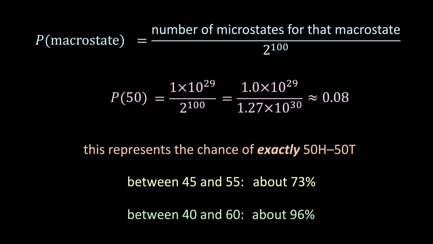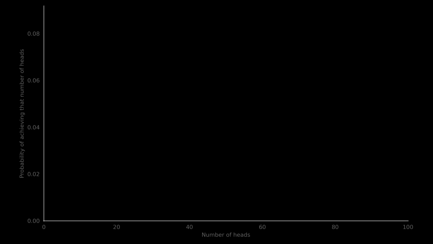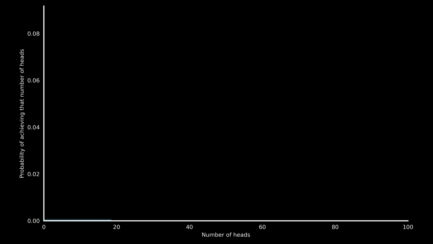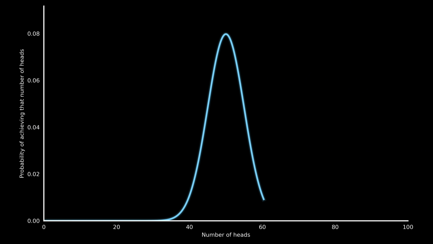In fact, we can visualize the probability distribution. If you plot the number of heads on the x-axis and the probability on the y-axis, you get a sharply peaked curve centered around 50-50, with the extreme cases living way out in the tiny tails of the distribution.